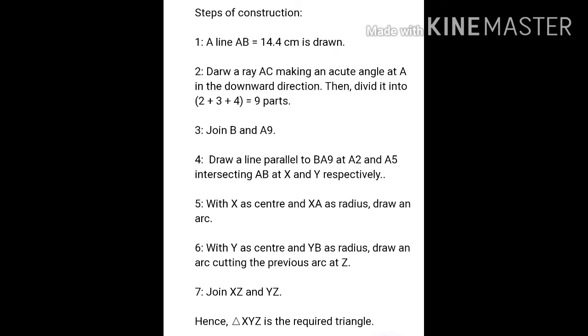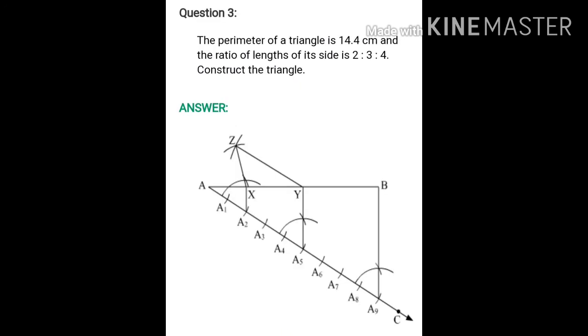Then draw lines parallel to BA9 at A2 and A5, intersecting AB at points X and Y respectively. Then the fifth step: with X as a center and XA as a radius, draw an arc. And the sixth step: with Y as a center and YB as a radius, draw an arc cutting the previous arc at Z. Now join XZ and YZ. Then you get your required triangle XYZ. See here, this is your required figure.